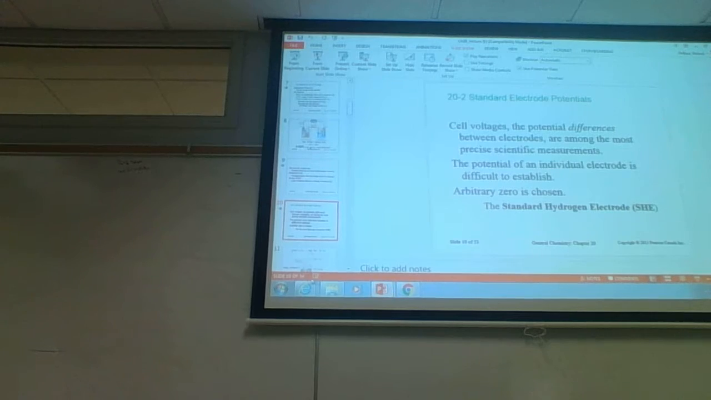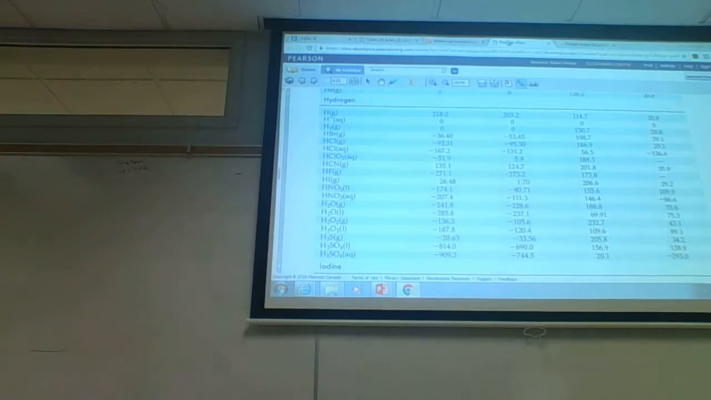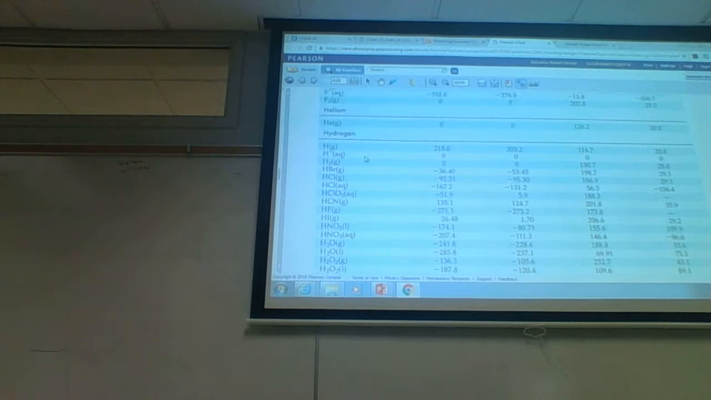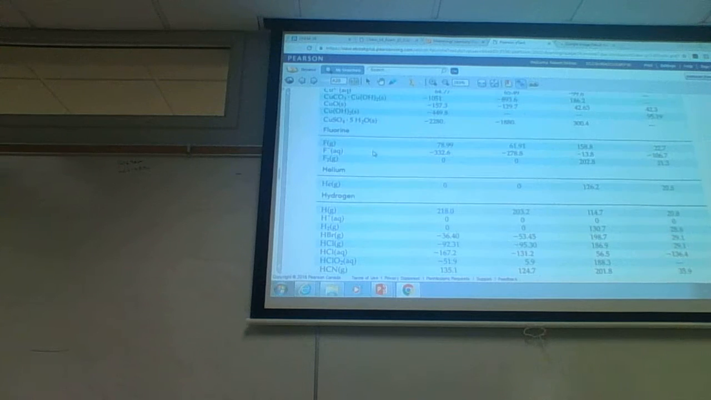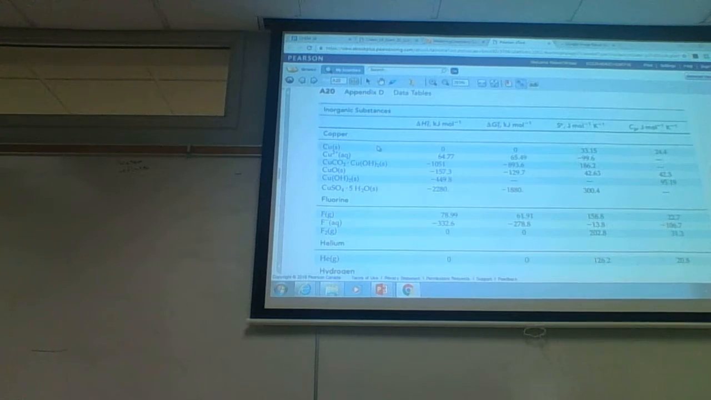I'm sorry? No, not the simplifying assumption. The arbitrary 0. What do you think the arbitrary 0 is? What have we used for arbitrary zeros in the past? Let's take a look at this table.